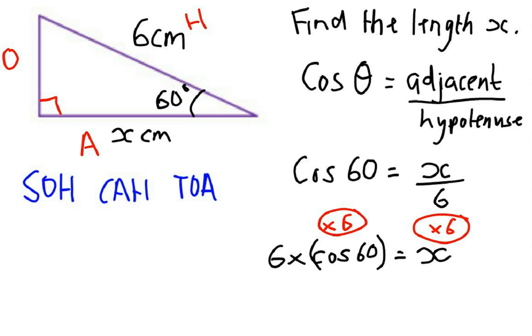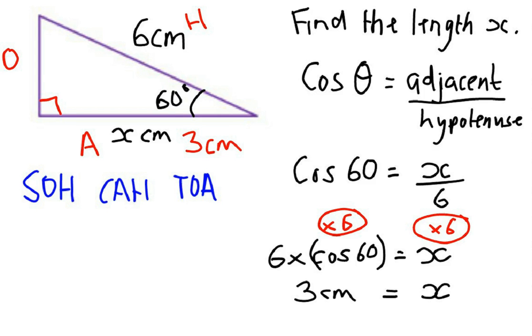So now, if I was to put that into my calculator, 6 times open brackets cos 60 close brackets is equal to 3 centimeters, equals x. So we have just used the cosine ratio to find x, which is 3 centimeters. So this length here, we can now say equals 3 centimeters.